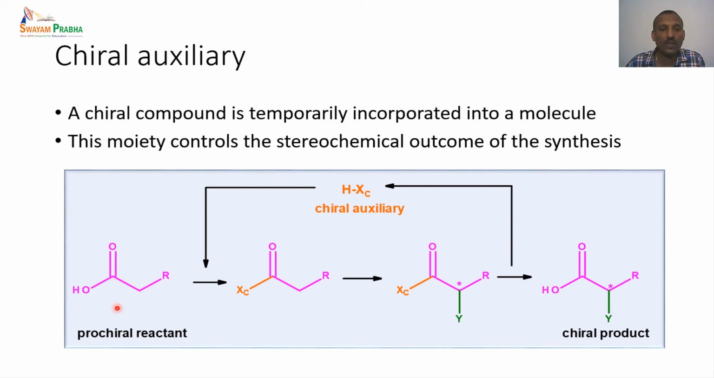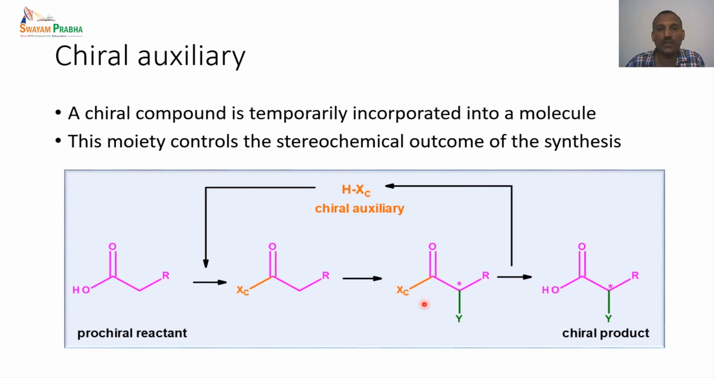So we have a prochiral reactant. This is the compound which is our starting material, which we actually want to resolve, and this is converted to some derivative by treatment with the chiral auxiliary. So the chiral auxiliary part is added to the molecule, and then we are introducing a group in this particular compound with the help of this chiral auxiliary. This specifically prevents attack from one side, and from the other side only the reaction actually proceeds. So that is the role of this chiral auxiliary, which prevents the reaction from taking place from the other side.